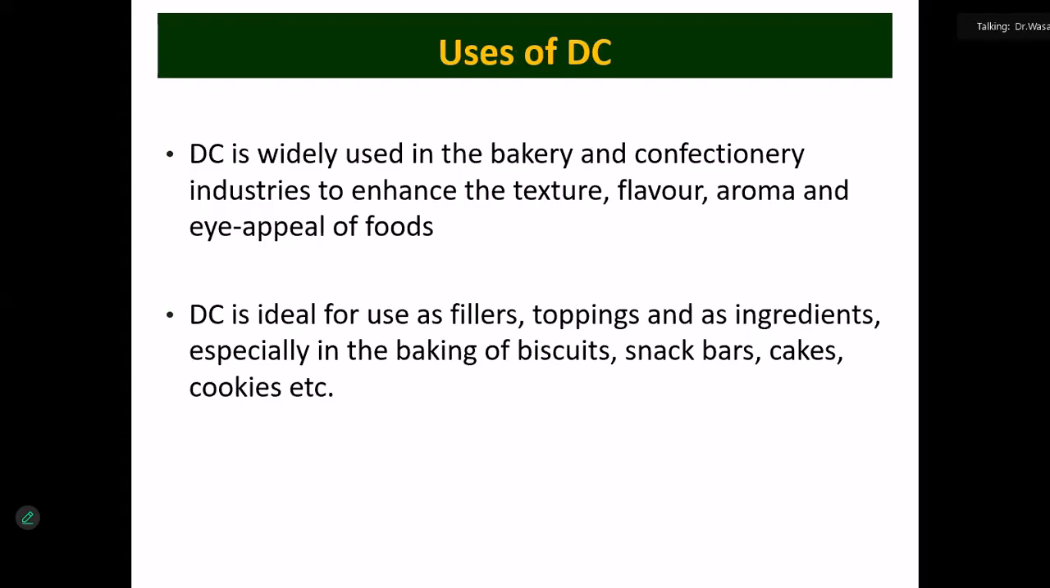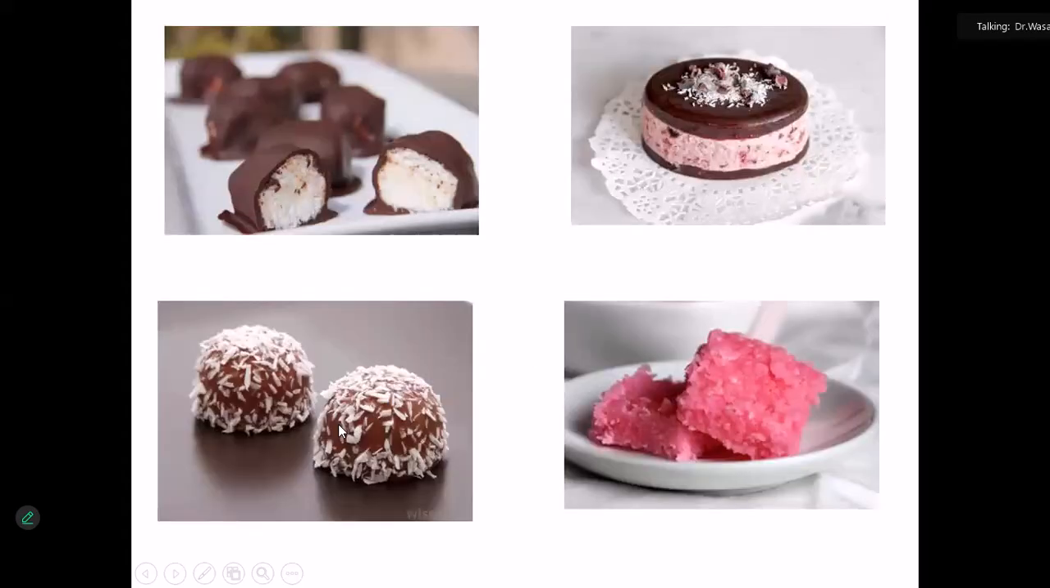So what are the uses of DC? Widely used in bakery and confectionery. Texture, flavor, aroma, fillers, toppings and so on. Cakes, cookies, you can see here. So this is DC, as it is. Toppings.